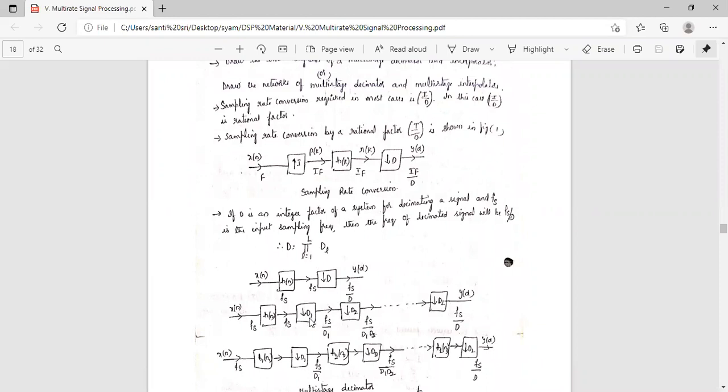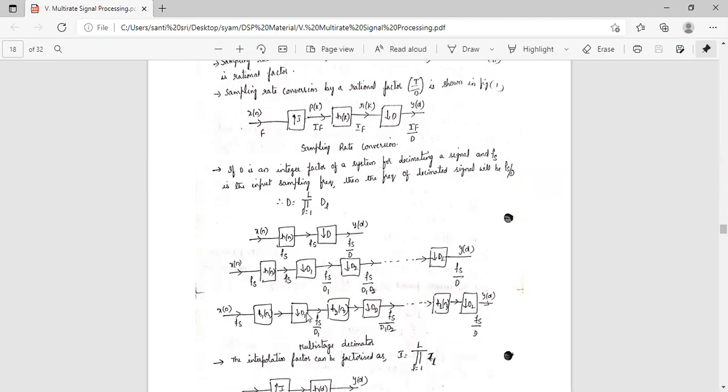So if it is D1, this is Fs by D1. Fs by D is nothing but the frequency of the decimated signal. If it is D1, then the frequency of the decimated signal will be Fs by D1. If it is D2, it is Fs by D1 D2. If it is Dn, this is Fs by D. Like this, these are all multiplied. This is the multiplication symbol, that is pi. All are products. So x of n, Fs, h1 of n is there. Next D1, Fs by D1, like this up to Fs by D. Okay, this is the multi-stage decimator.